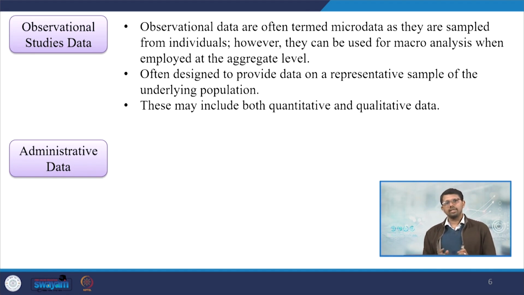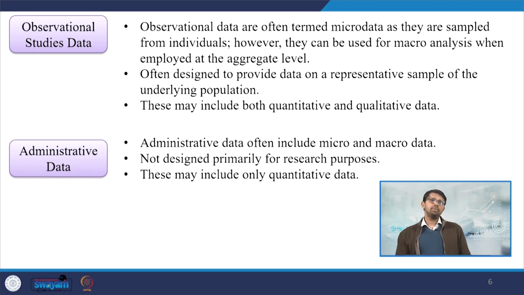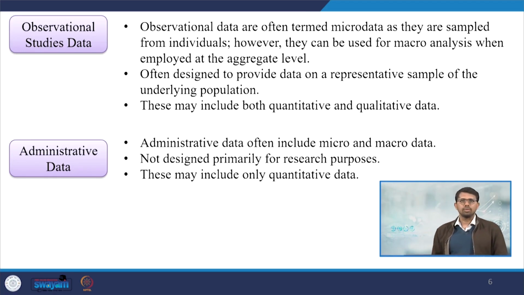I mean, collating the micro will generate the macro aggregates, often designed to provide data on a representative sample of the underlying population. These may include both quantitative and qualitative data. Whereas the administrative data includes micro and macro aspects as well. These are not designed primarily for research purposes. These may include only quantitative data.